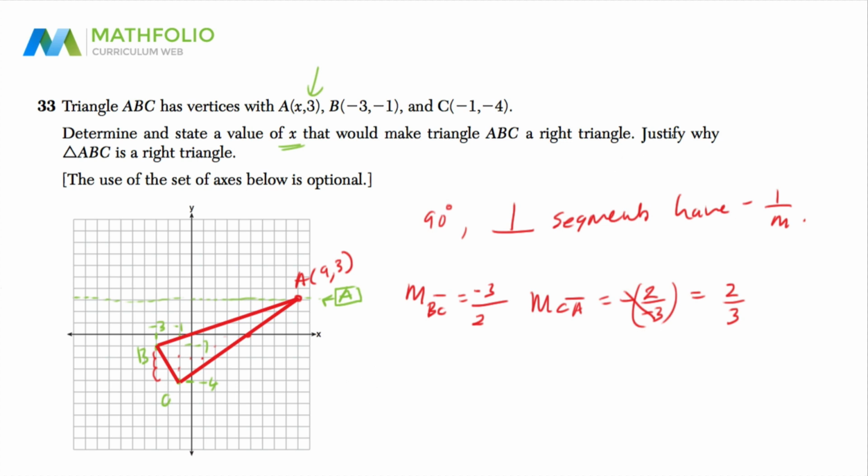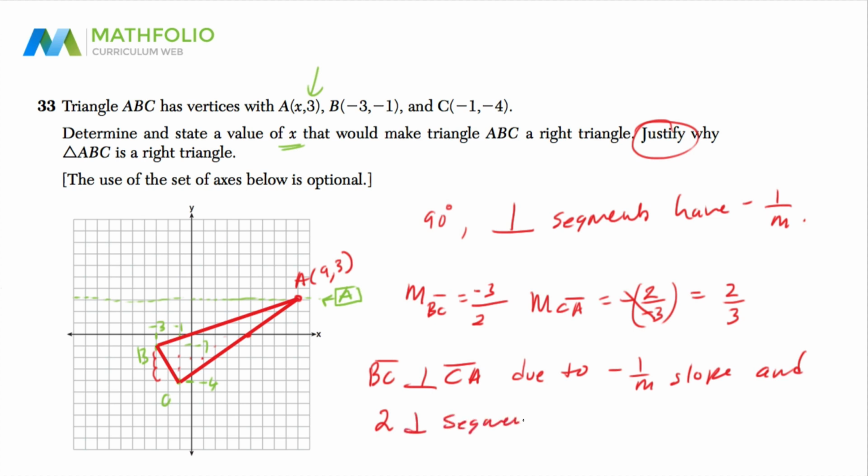And when it says justify, we probably need to write a little more. So we could say that segment BC is perpendicular to segment CA due to negative reciprocal slope, and two perpendicular segments in a triangle make a right triangle. So that's something that maybe is useful to put as well. So that was number 33.